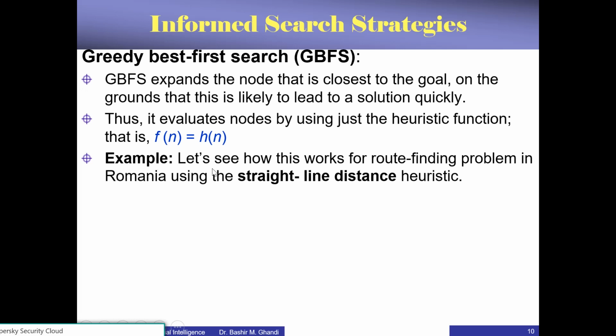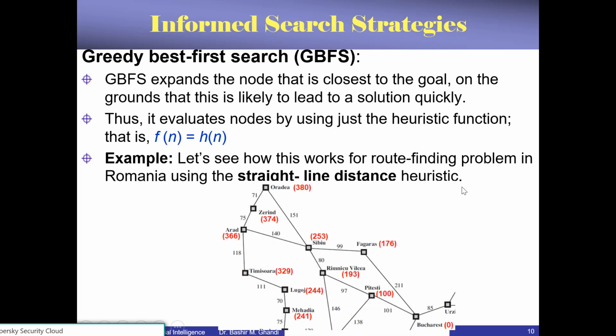So for example, let us see how this greedy best first search will work with our route finding problem in Romania, using the straight line distance as the heuristic function. Okay, so I show part of the graph because we don't show everything. We are only interested from Arad to Bucharest, and you can see the relevant states and their estimated straight line distances.